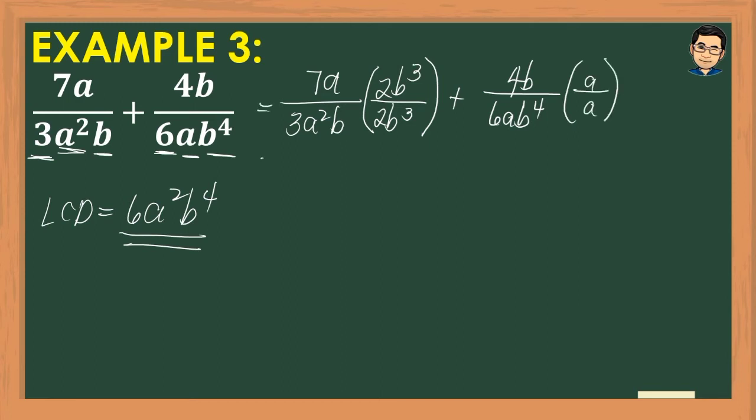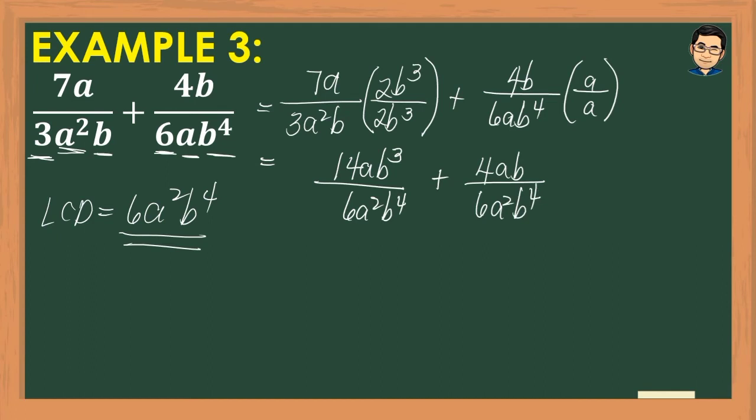Next, 7a times 2b cubed, that is 14ab cubed all over 6a squared b to the 4th power plus 4b times a, that is 4ab over 6a squared b to the 4th power. Next, pagsamahin natin, 14ab cubed plus 4ab all over 6a squared b to the 4th power.